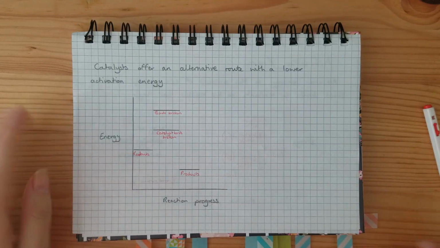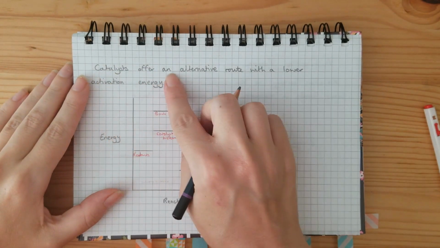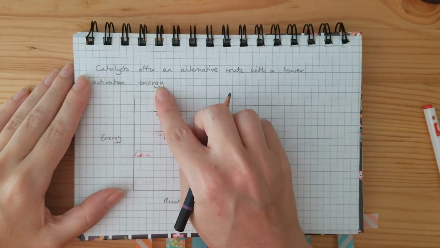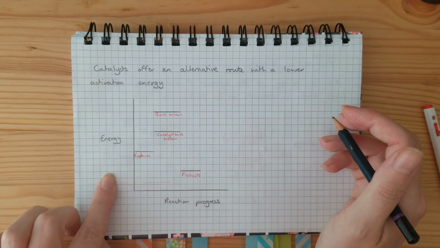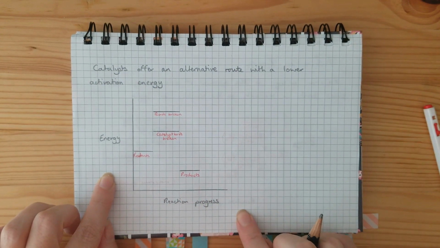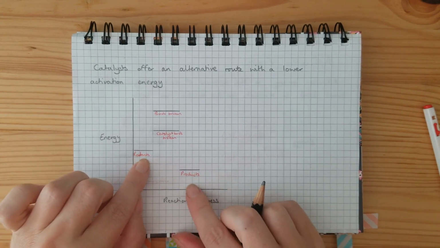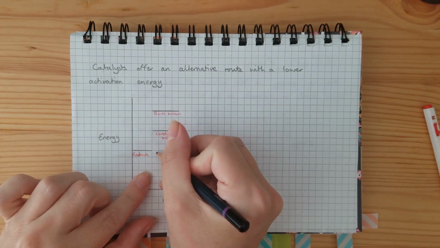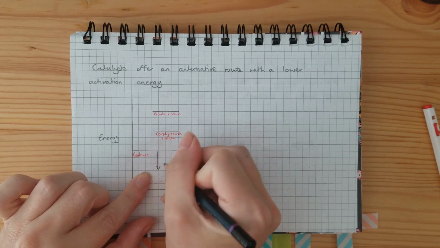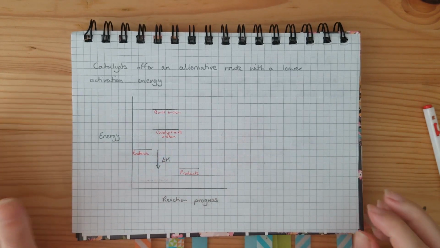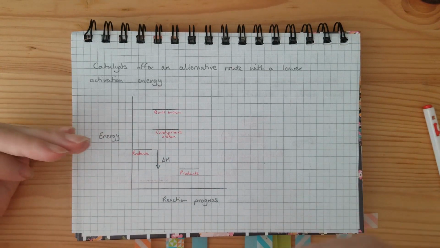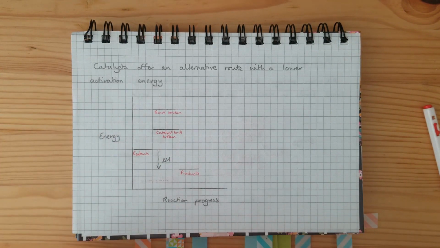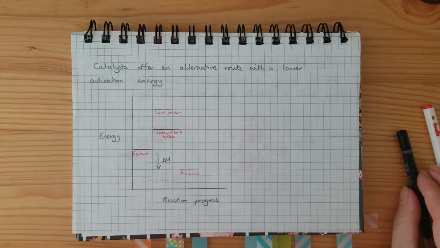So what does this mean in terms of our catalysts? When we say catalysts offer an alternative route with a lower activation energy, what this looks like on our enthalpy level diagrams is this: we've still got energy on our y-axis, reaction progress on our x-axis, our reactants and our products, and they still have the same delta H. So the energy change hasn't moved at all because we're still going from the same reactants to the same products. So that energy change is going to be the same in the chemical.